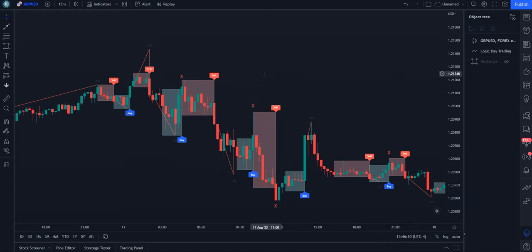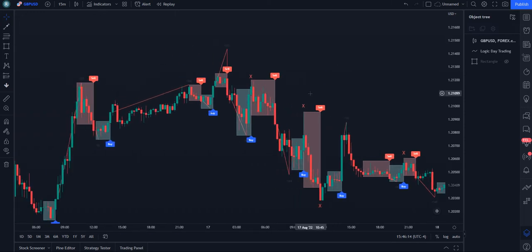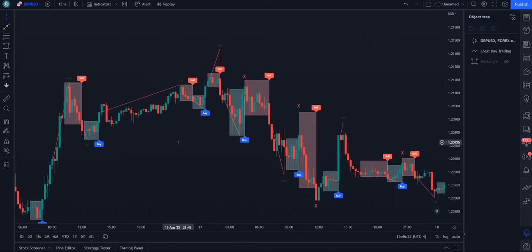in this video we're going to go over the Logic Day Trading indicator. We have it here on TradingView, and this is, in my opinion, a fantastic scalping indicator to use. It works well on smaller time frames such as 30, 15 minute, and even 5 minute.